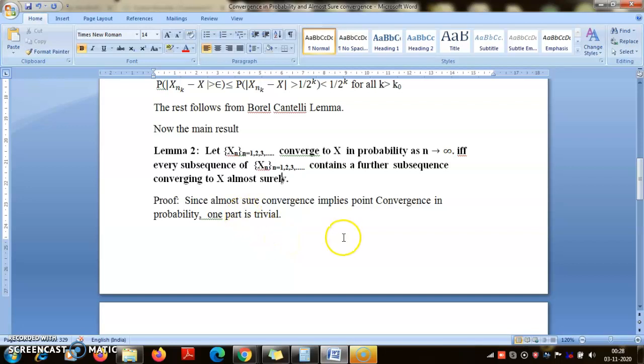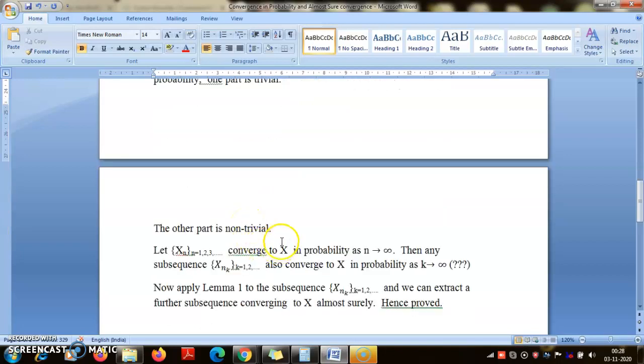Now one part is trivial. Which part? The part that if x_n converges to x almost surely, then it is relatively easier to prove that it converges in probability. So I'll skip that part, but I will talk about the other part.